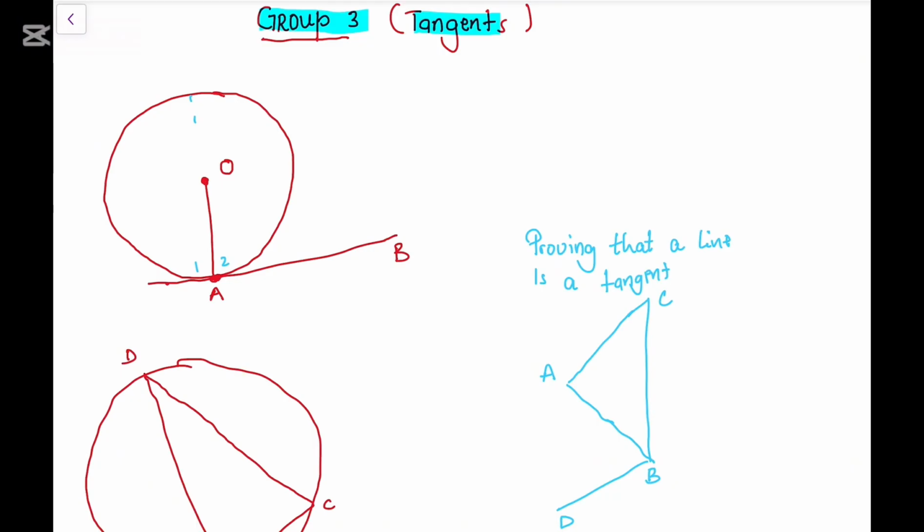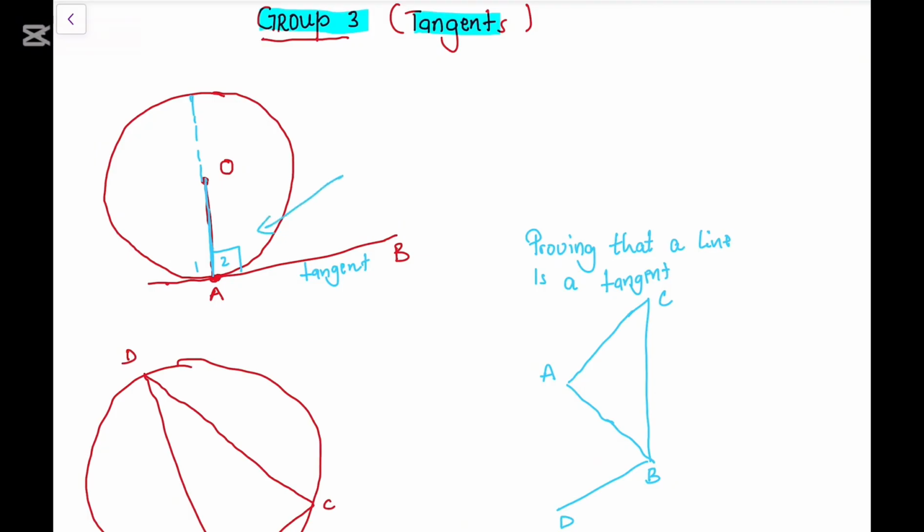Now the first theorem that I will discuss here under tangents is: a tangent is always perpendicular to the radius at the point of contact. So here is your radius. It can be a radius or it can be a diameter. Even if it is a diameter, it is still fine. But at the point of contact, if AB is a tangent, they need to tell you in the exam that this is a tangent, and then OA is our radius.